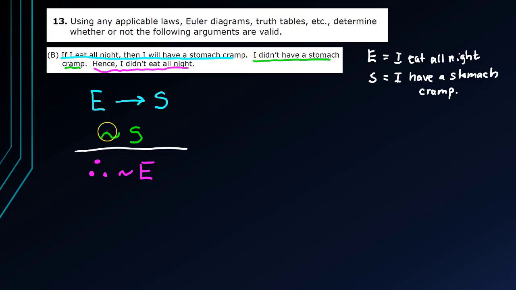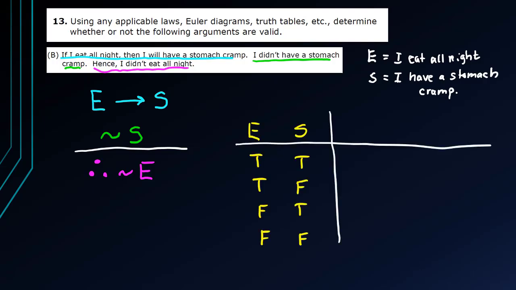I didn't have a stomach cramp, so I'm going to have not S. Hence, which is another word for therefore, I didn't eat all night, so I'm going to negate E. Does this stand to reason? So I'm looking at 2 main statements, E and S. So I set up the truth table with that.